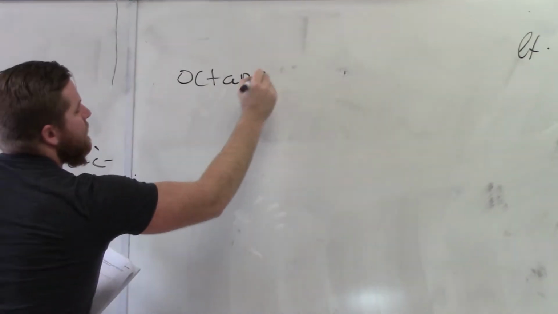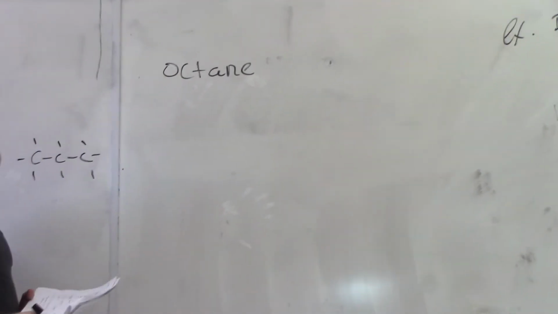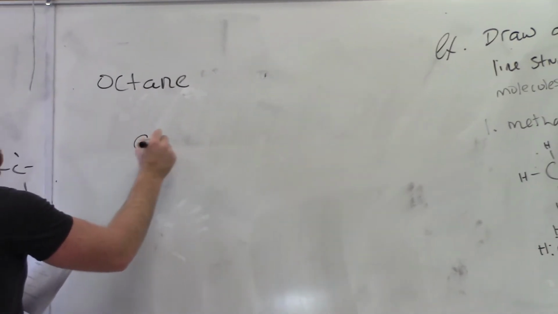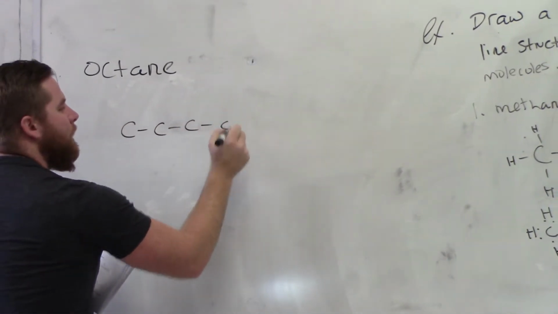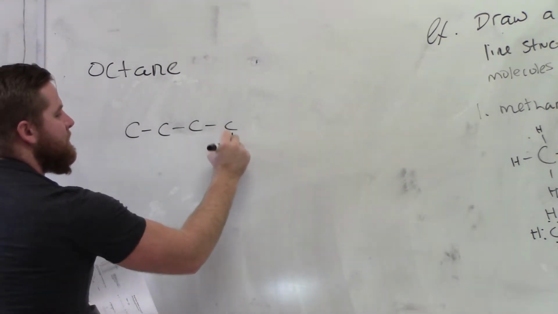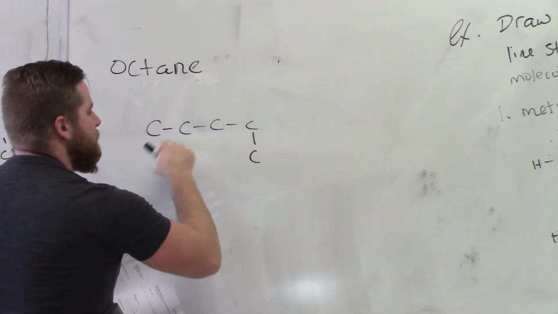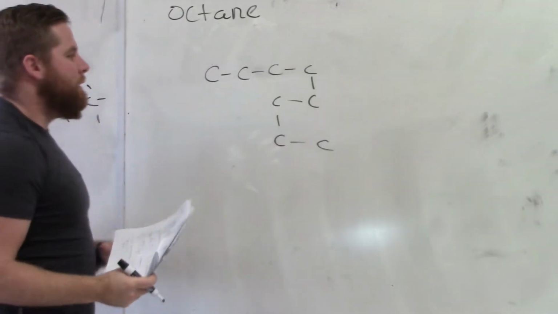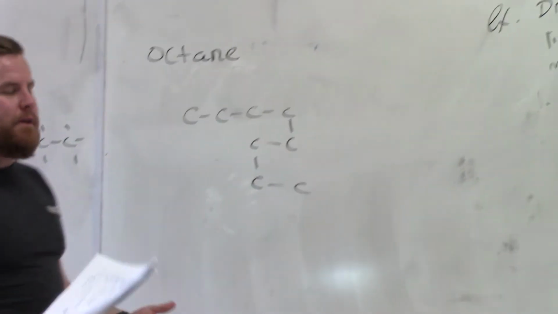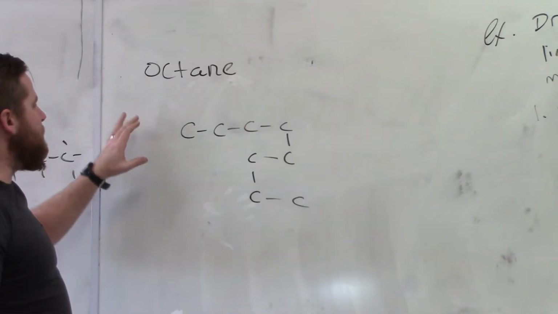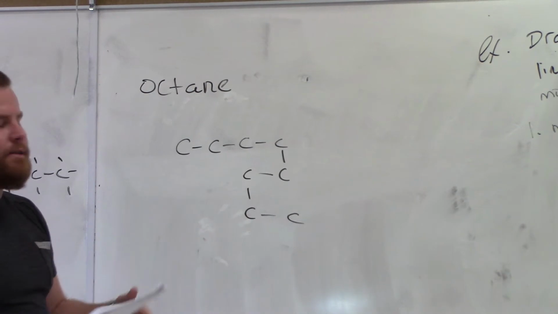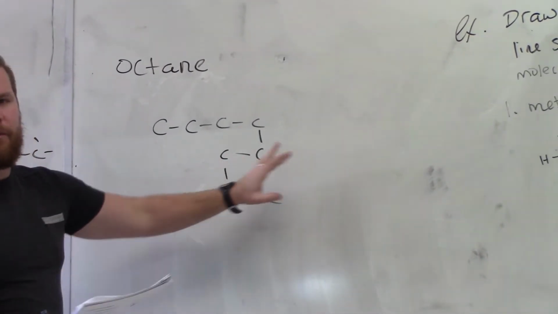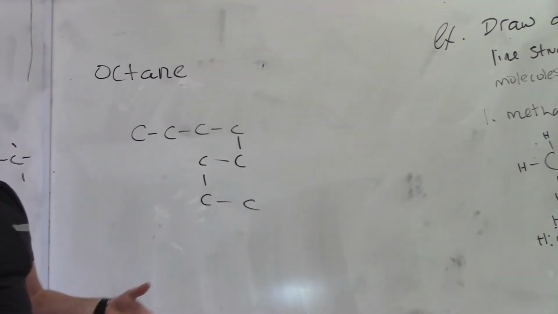Octane, let's do this one. Oct is 8, and again, the A-N-E ending means single bonds. So we have 1, 2, 3, 4, 5, 6, 7, 8. I'm just going to jumble it up a little bit, because one thing you should understand is that when we look at alkanes, alkenes, and alkynes in nature, unless it was altered, it would probably just be a straight chain. But it doesn't necessarily have to be.